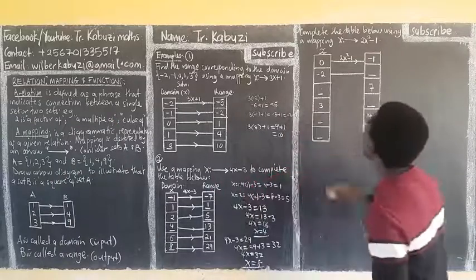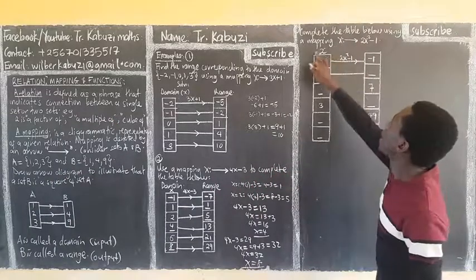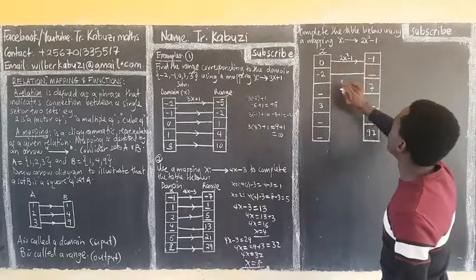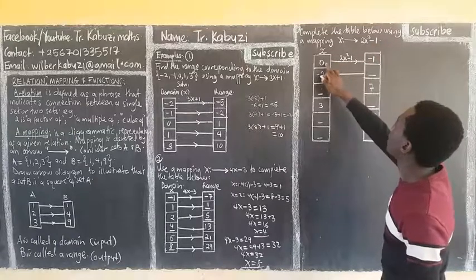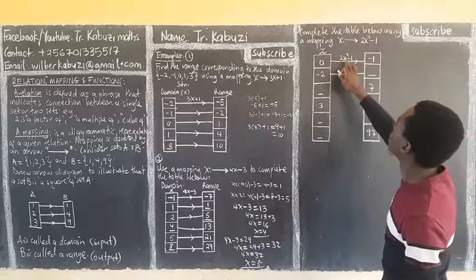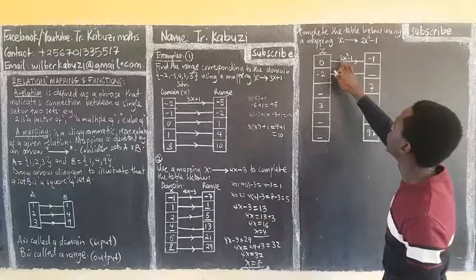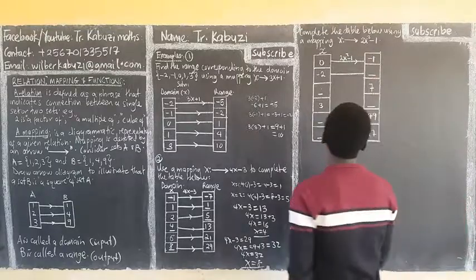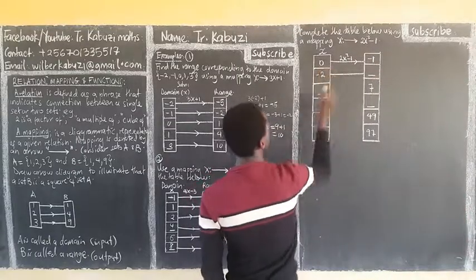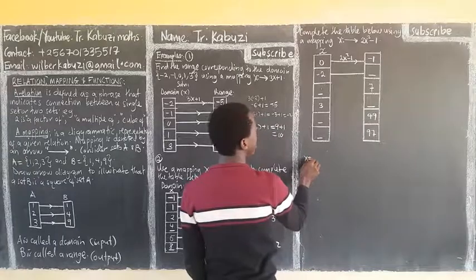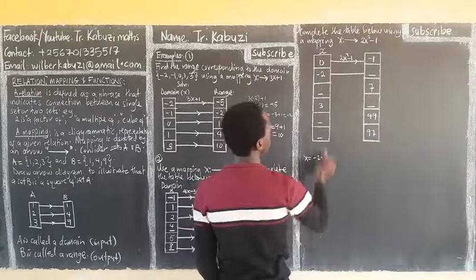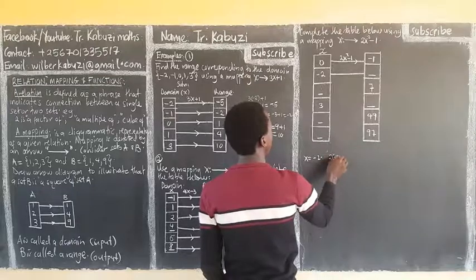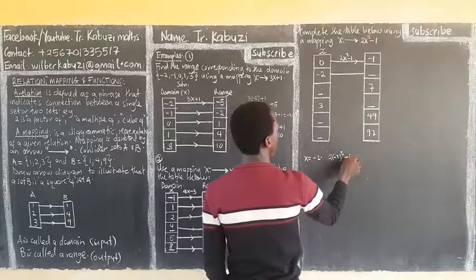Now here, they are giving us the table below, they are giving us x, and this maps to this. Let us see. Now when we put here 0, I'll be having 0, and 0 minus 1, I'll be having negative 1. Now they are asking me, what about when x is negative 2? So when x is negative 2, I put it here. I'll be having now 2 into negative 2 squared minus 1.